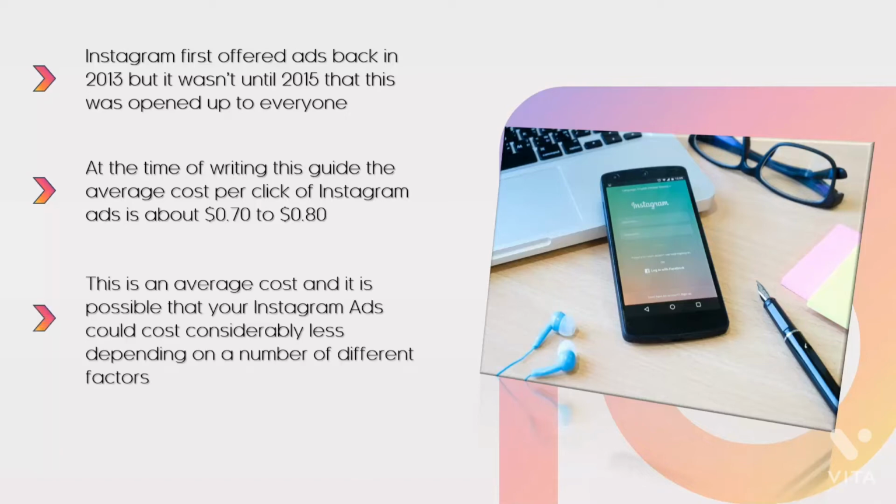This is an average cost, and it is possible that your Instagram ads could cost considerably less depending on a number of different factors. The time of year the ads are placed affects the costs, with the last quarter of the year having the highest average costs. There are 5 different Instagram ad formats, which are 1. Stories, 2. Photos, 3. Videos, 4. Carousel, 5. Collection. Each one of these formats are interlaced with Instagram user feeds and stories, ensuring that the Instagram user has a non-disruptive experience on the platform.